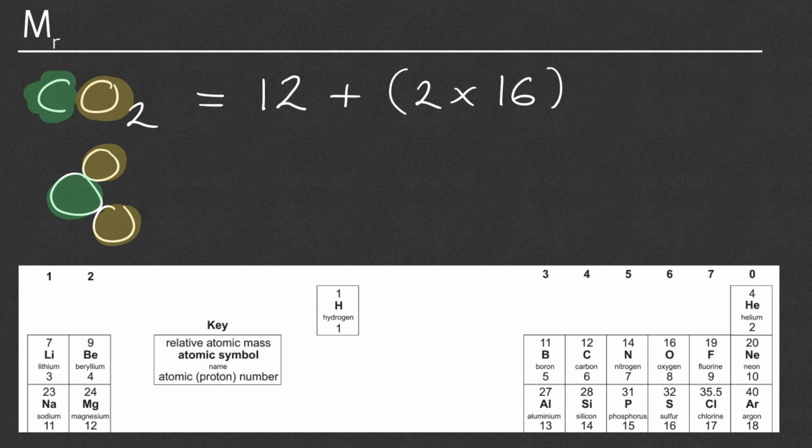So to work out the molecular mass of CO2, we're going to do 12, which is the relative atomic mass of carbon, added to 2 lots of 16, because there are 2 oxygens, and each oxygen has a relative atomic mass of 16. So doing 12 plus 2 lots of 16 will give us a total of 44.